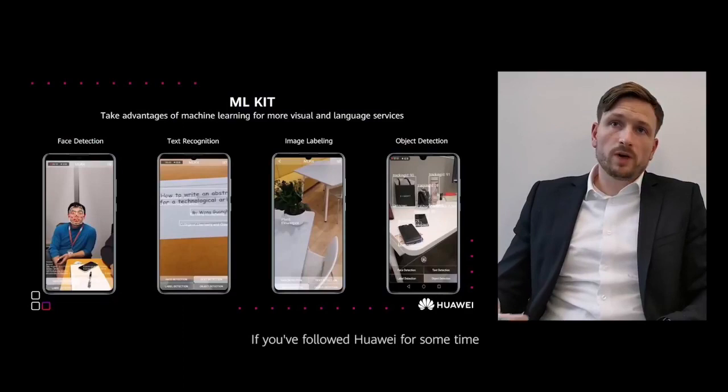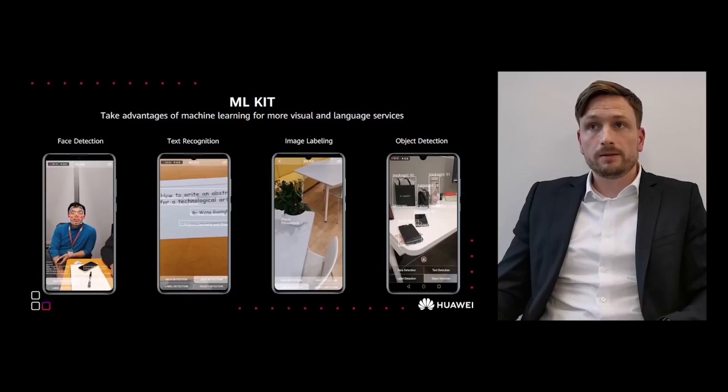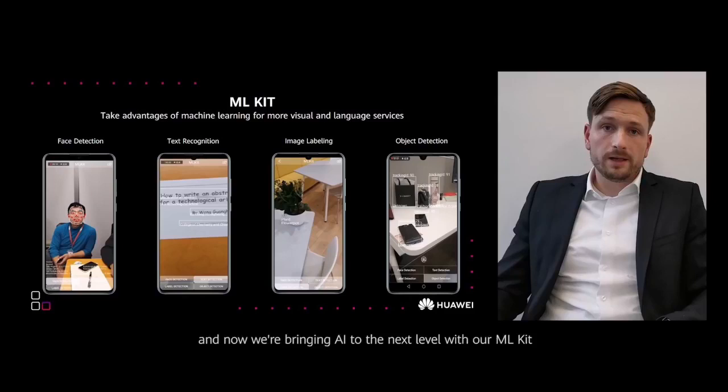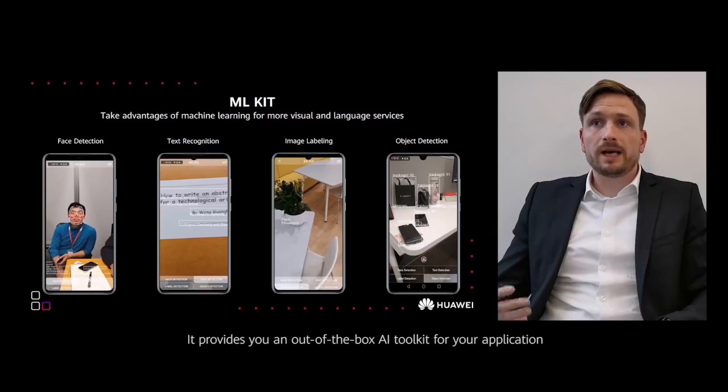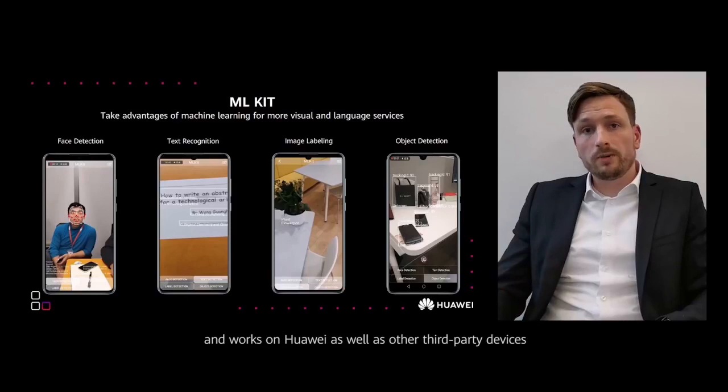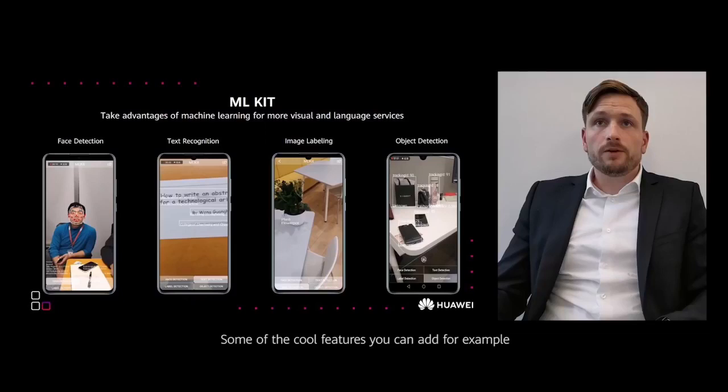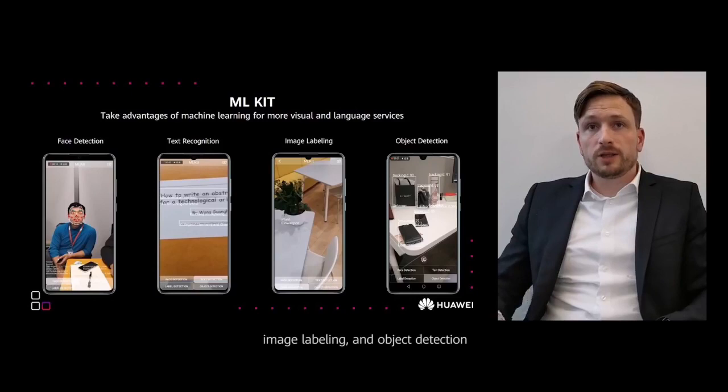If you've followed Huawei for some time, you know that we are one of the leaders in on-device AI. And now we're bringing AI to the next level with our ML kit, which we launched in January 2020. It provides you an out-of-the-box AI toolkit for your application, has global coverage, and works on Huawei as well as other third-party devices. Some of the cool features you can add are, for example, face detection, text recognition, image labeling, and object detection.